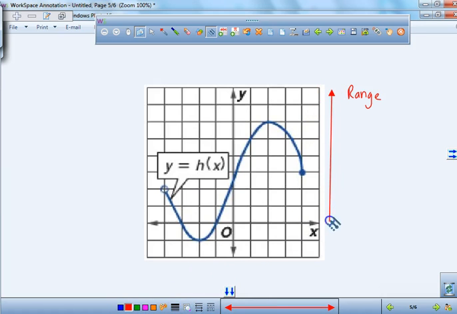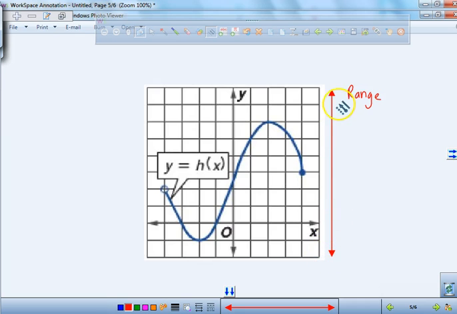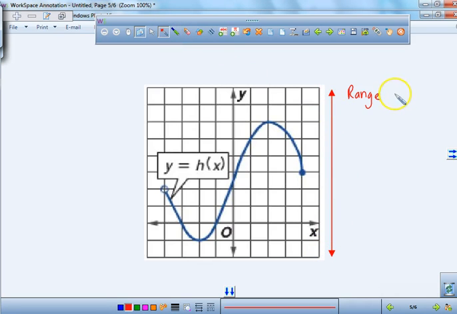Just remember, range deals with how high does it go, how low does it go. So basically, you read it from bottom to top. What's the minimum? What's the maximum? So remember, range is dealing with your y values.